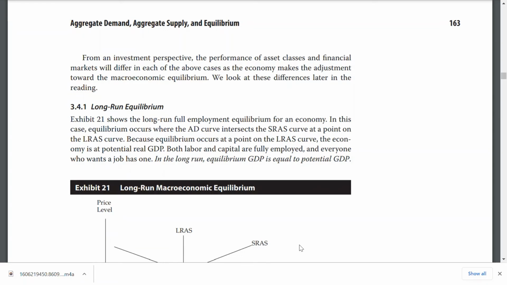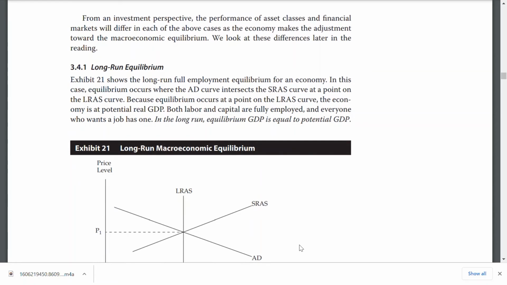Okay, long-run equilibrium. Exhibit 21 shows the long-run full employment equilibrium for an economy. In this case, equilibrium occurs when the AD curve intersects the SRAS curve at the point on the LRAS curve. Because equilibrium occurs at the point on the LRAS curve, the economy is at potential real GDP. Both labor and capital are fully employed, and everyone who wants a job has one. In the long run, equilibrium GDP is equal to the potential GDP.